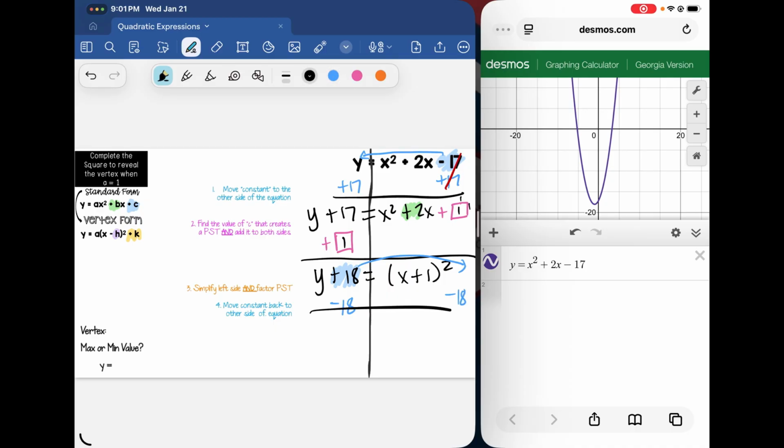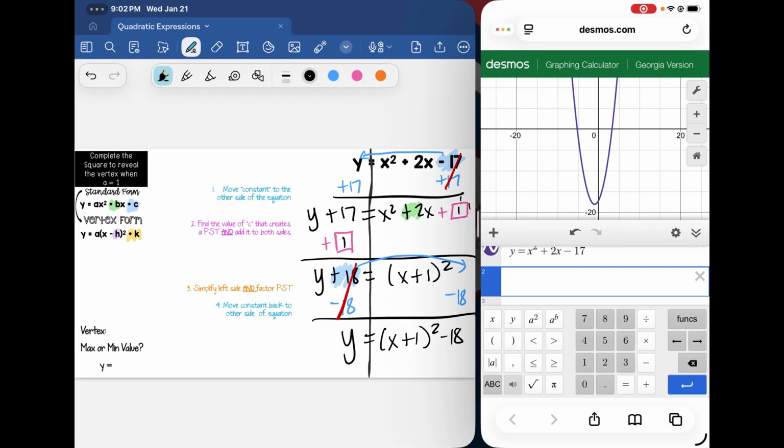Notice I did not put the negative 18 with my perfect square trinomial that I created, because I can't put this inside the parentheses. They don't go together. So what's going to cancel out? And I am left with y is equal to x plus 1 squared minus 18. We have written it in vertex form.